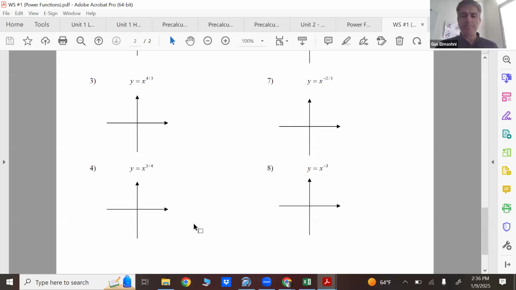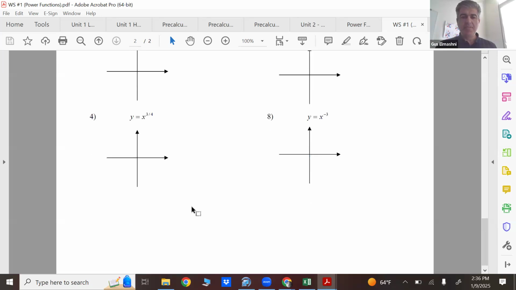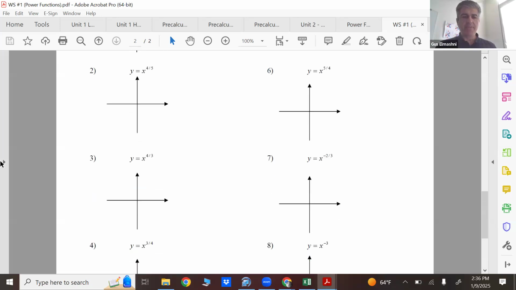Okay, let's look at 2 and 4 really fast. Let's figure this out really quickly here. Okay, for 2, I need to erase 4 too. Okay, for 2, that exponent, is that less than 1? Yeah, 100%. That's 4/5. That's x to the 4/5. Okay.